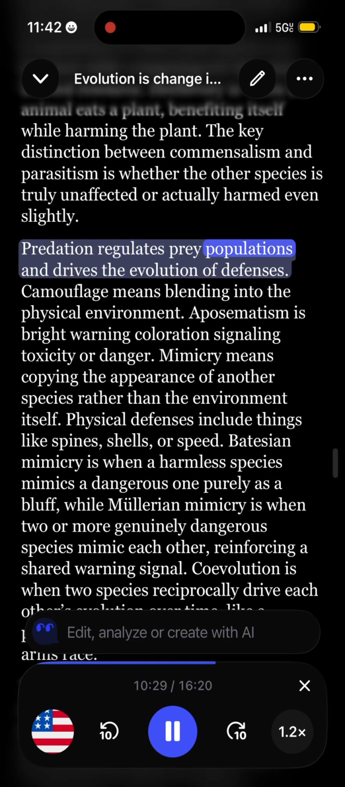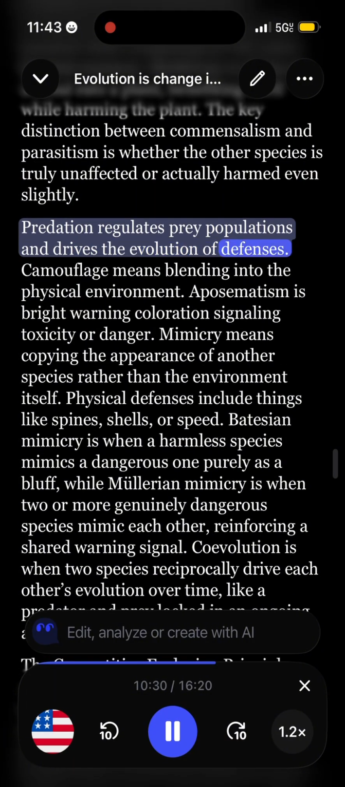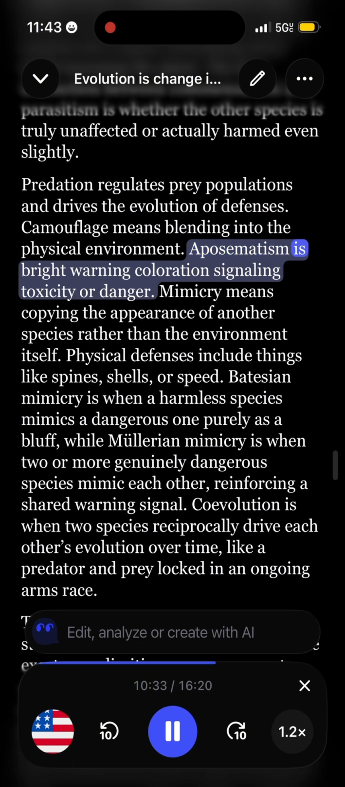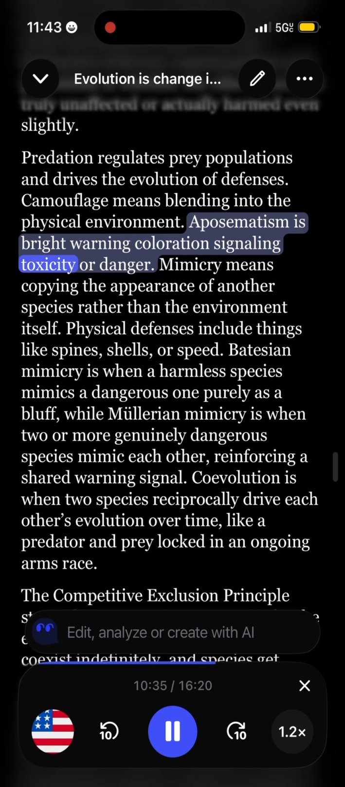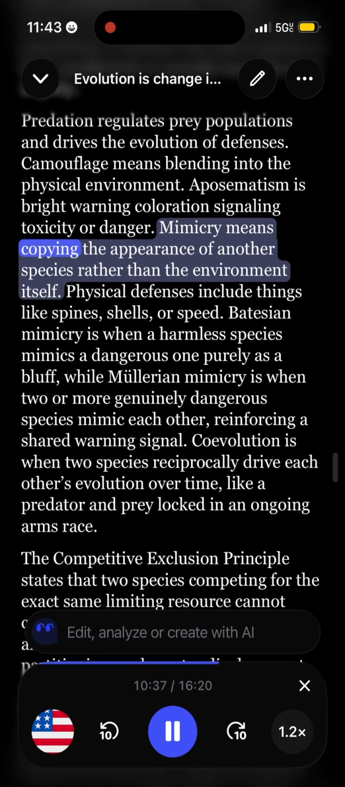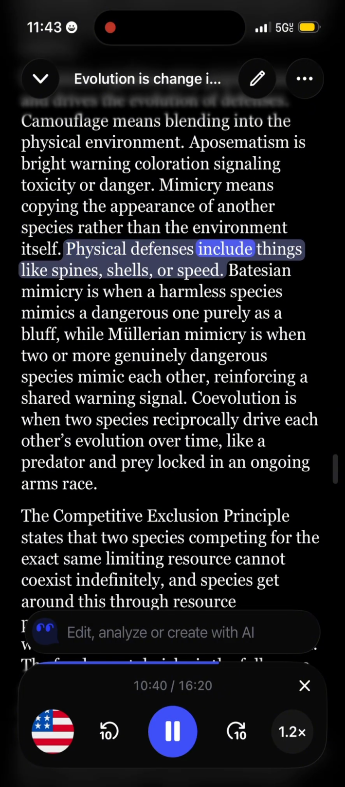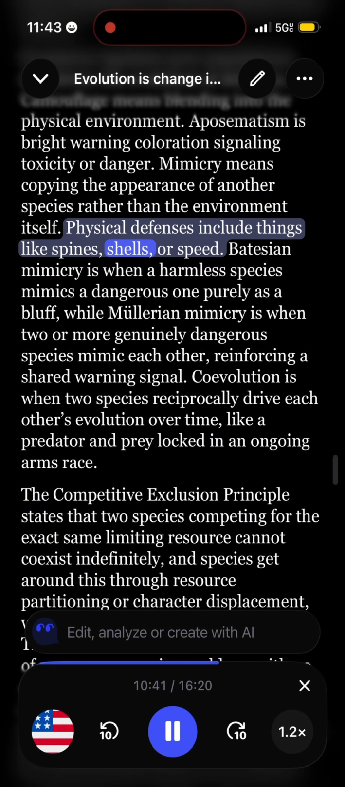Predation regulates prey populations and drives the evolution of defenses. Camouflage means blending into the physical environment. Aposematism is bright warning coloration signaling toxicity or danger. Mimicry means copying the appearance of another species rather than the environment itself. Physical defenses include things like spines, shells, or speed.